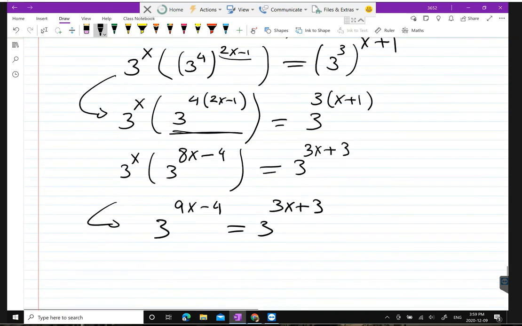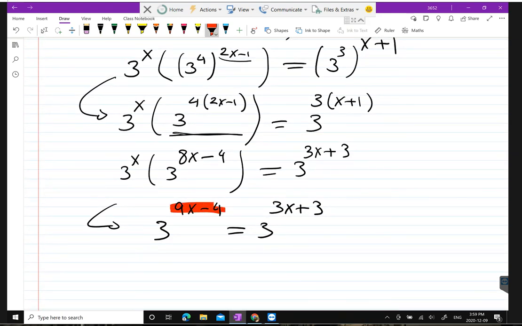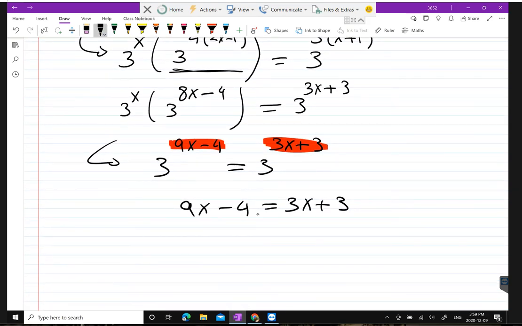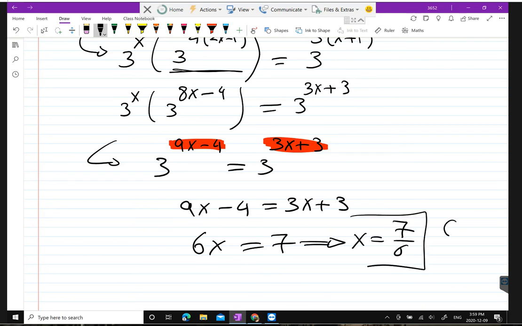That's perfect, right? Now you can claim that these two exponents must be equal, and then 9x minus 4 is equal to 3x plus 3. And now it is easy to see that it is 6x equals 7, bringing 3x to the other side and 4 to the other side, and then x is going to be 7 over 6, and then happy.